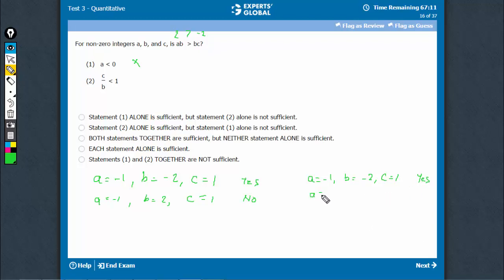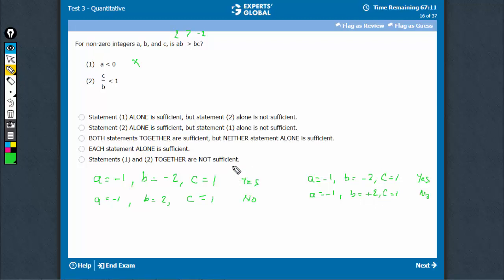However, when we put A is equal to -1, B is equal to -2, and C is equal to +1, we get no as a possibility. Sorry, that's just the same. So let's make AB negative. So let's make this positive. So yeah, we get no as a possibility.